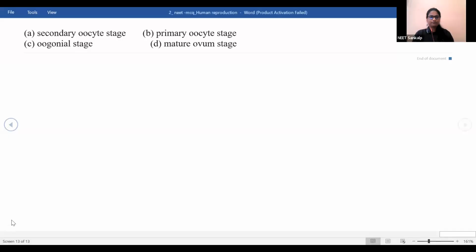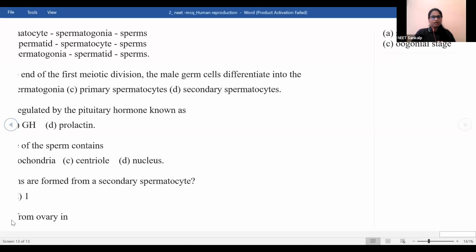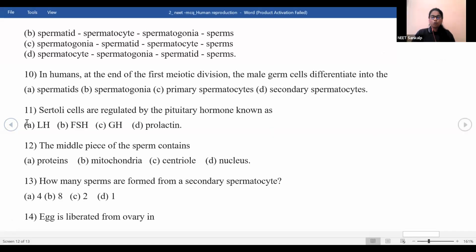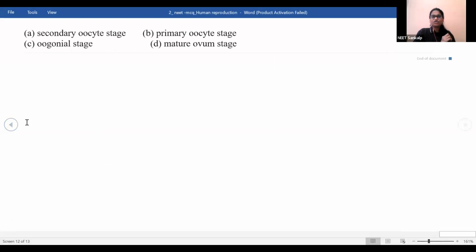Egg is liberated from the ovary in which stage? In the secondary oocyte stage, the mature follicle releases it. So the right answer is option A, secondary oocyte stage.